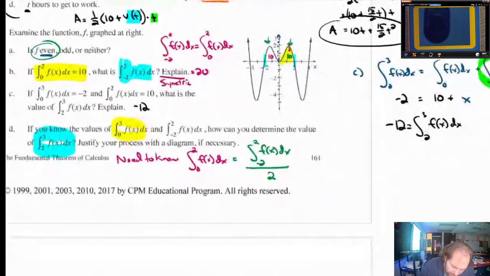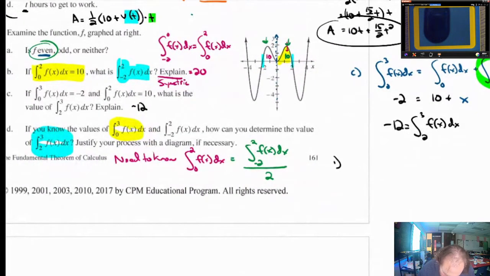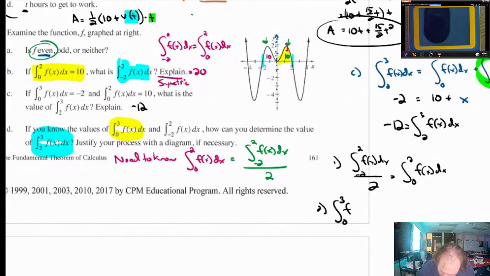So I think if I had to outline this a little bit more clearly, maybe walk through it one more time. Step 1, I would do the integral from -2 to 2 of f of x dx and divide it by 2, and that equals the integral from 0 to 2 of f of x dx. The next thing I would do is take the integral from 0 to 3 of f of x dx and subtract the integral from 0 to 2 of f of x dx, and that will tell us the integral from 2 to 3.